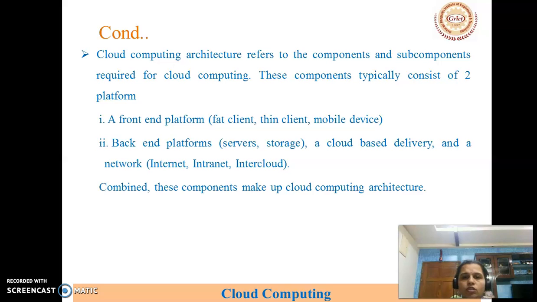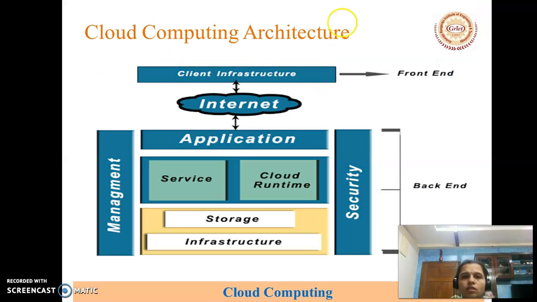So, cloud computing architecture refers to the components and subcomponents required for cloud computing. These components typically consist of two platforms. One is a front-end platform. Just now we saw that this is the front-end platform. This front-end platform contains the client infrastructure. This is the back-end infrastructure, and that back-end infrastructure contains application as a service, cloud runtime, storage, infrastructure management, and security. Whereas to communicate between these two components, we need one thing that we call the internet. This internet will act like a bridge between the front end as well as the back end.